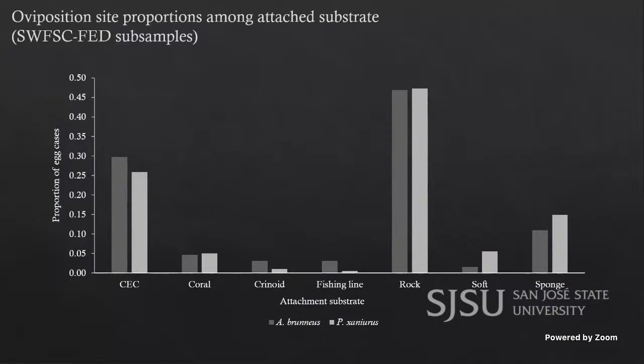When looking at the subsampled oviposition site attachment substrates, rock and Catshark egg cases were the two primary. And this is interesting in that the majority of attachment substrates used here were not structure-forming marine invertebrates. However, these were followed by sponges and corals.